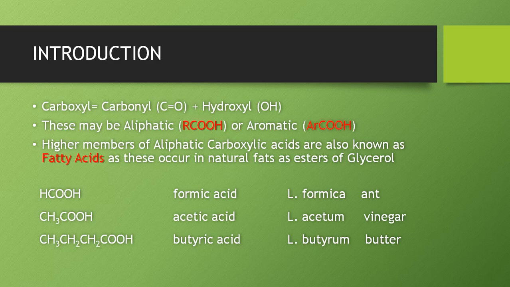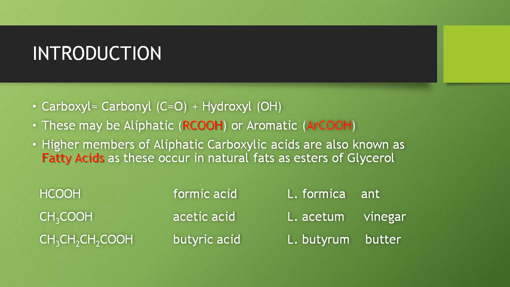Carboxyl is made up of two words, carbonyl plus hydroxyl. Carbonyl is C double bond O and hydroxyl is OH. So carboxyl is COOH. These may be aliphatic like RCOOH or aromatic. Higher members of aliphatic carboxylic acids are also known as fatty acids, as these occur in natural fats as esters of glycerol.